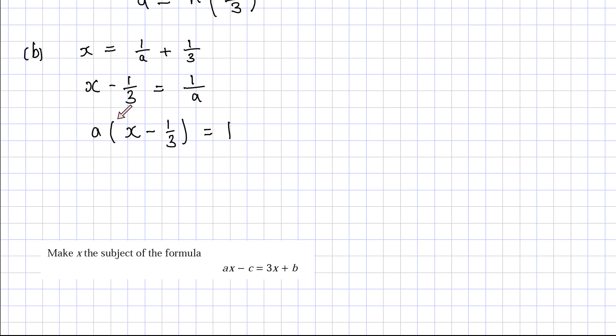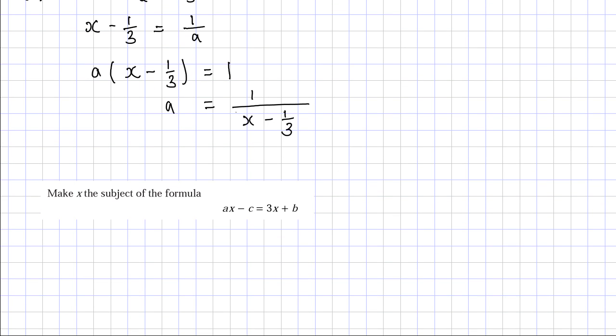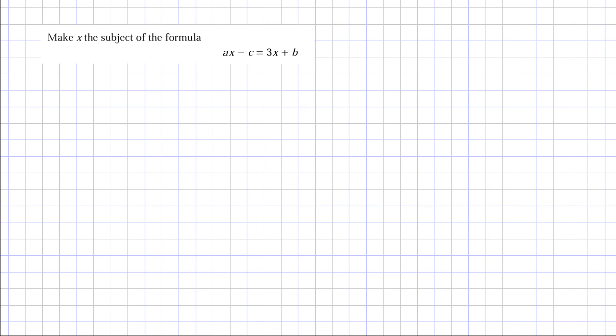Now I'm going to divide through by all of this. So I'm going to divide this side by this, and I'm going to divide this side by that as well. So I'm going to have A is equal to 1 over x minus a third. Now this divide line actually counts as a bracket because I need to divide by all of this. So I don't need the brackets here actually. So I'm just going to rub them out. So I have A is equal to 1 over x minus a third.